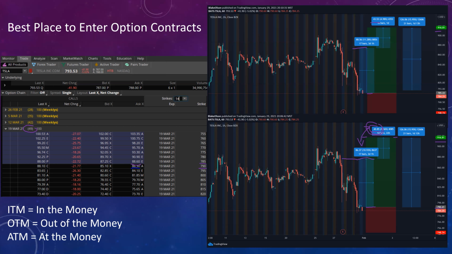So just a really quick, most important abbreviations are ITM stands for in the money, OTM stands for out of the money, and ATM stands for at the money.